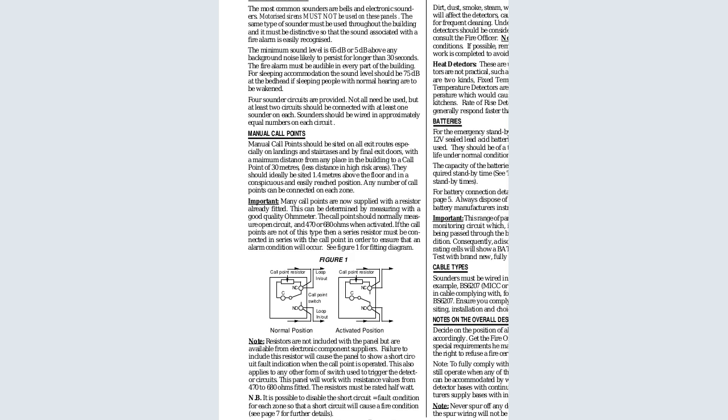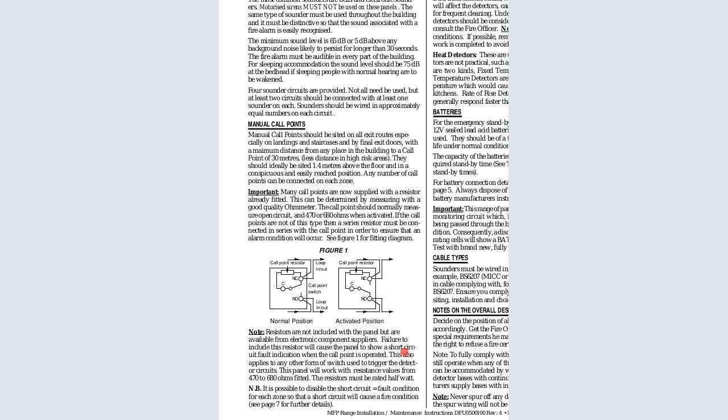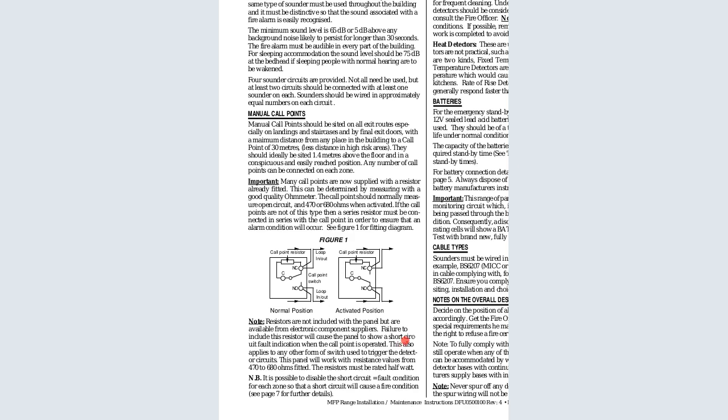So important is that many call points are now supplied with a resistor already fitted. This can be determined by measuring with a good quality ohmmeter. So the call point should normally measure open circuit and 470 to 680 ohms when activated. So if the call points are not of this type, then a series of resistors must be connected in series with the call points in order to ensure that an alarm condition will occur.